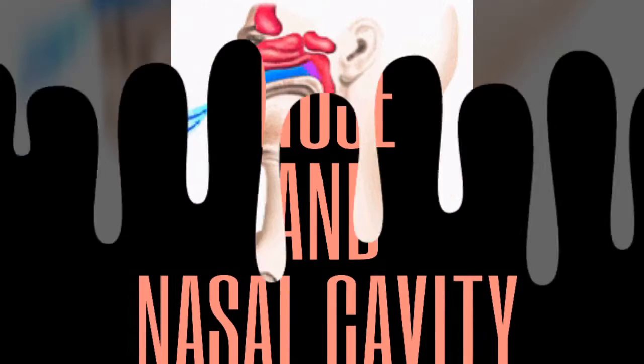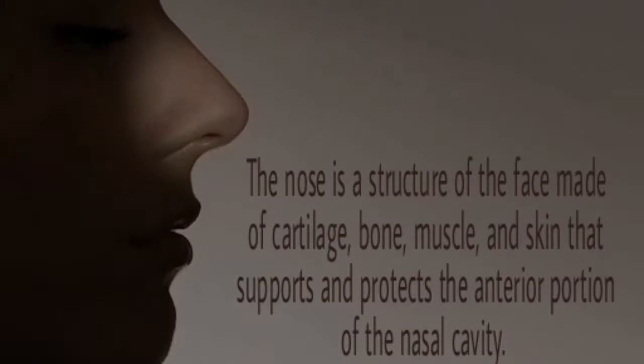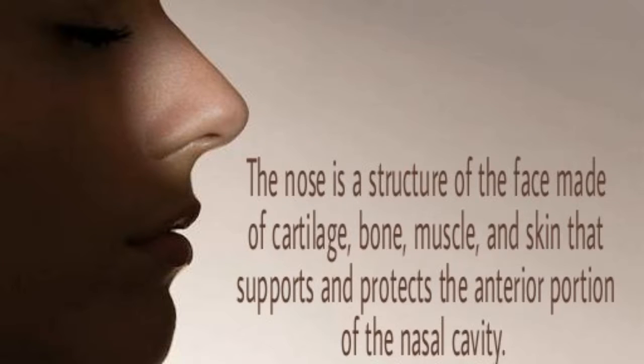The nose and nasal cavity form the main external opening for the respiratory system, and are the first section of the body's airway, the respiratory tract through which air moves. The nose is the structure of the face, made of cartilage, bone, muscle, and skin that supports and protects the anterior portion of the nasal cavity.